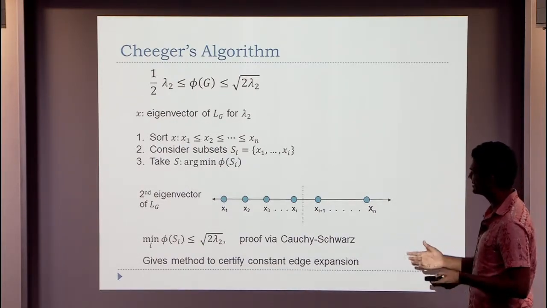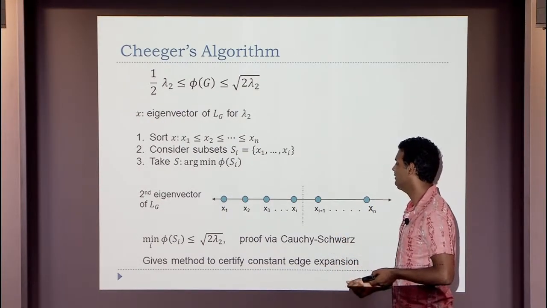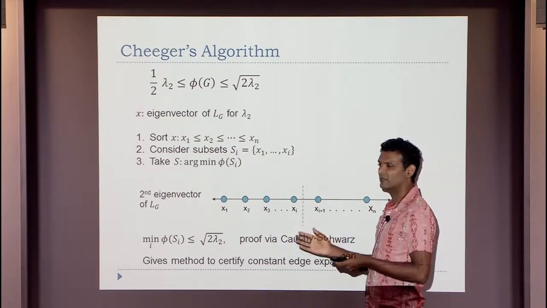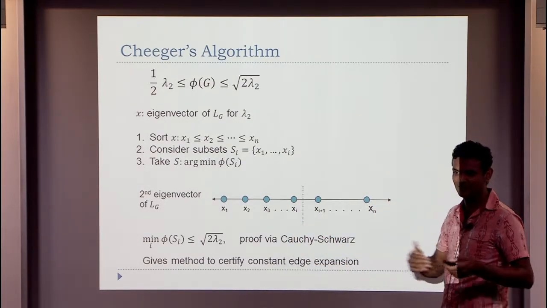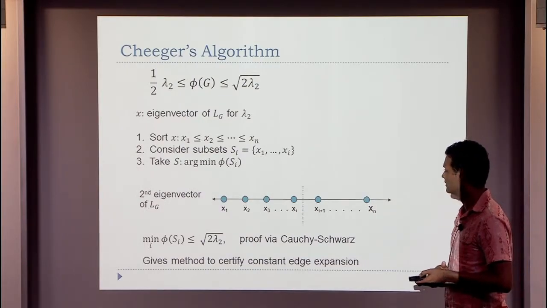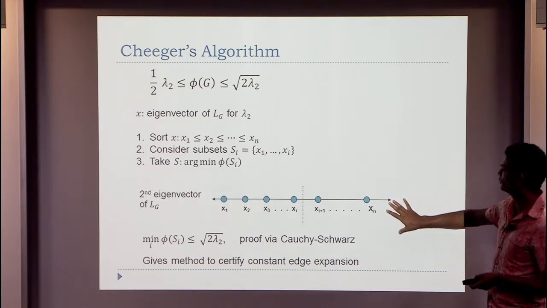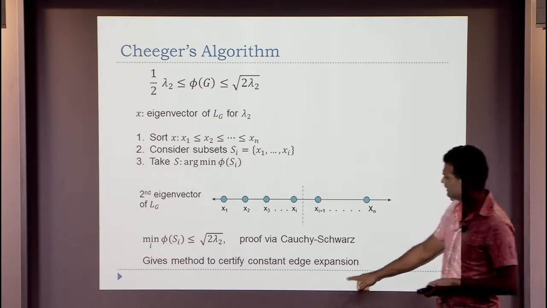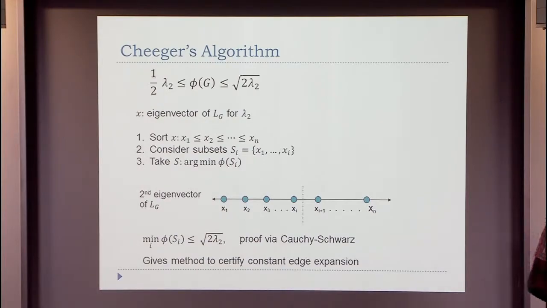There are now very nice alternative ways to interpret it. You can, for example, pick a random number r between 0 and 1, and then take as your subset all the i's for which xi squared is less than r. And that also gives you a similar bound. Okay, so I won't do the Cauchy-Schwarz proof here. But one nice thing is that it gives a method to certify constant edge expansion. So if the expansion is alpha, you get a certificate that it's at least alpha squared.